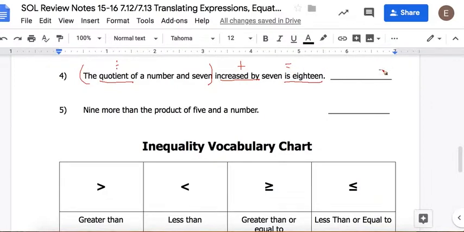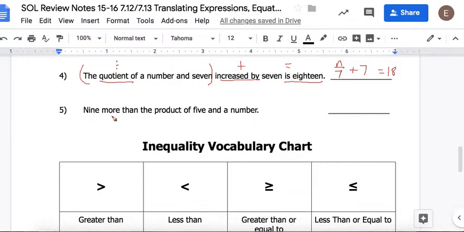So we're going to write the equals part first. And now the quotient of a number and 7, I'm going to group that together. And increase by 7. Now, I didn't put parentheses around this because order of operations would tell me to do division before addition anyways. So I don't need the parentheses here. Okay. The only time I'm going to need the parentheses is if I'm multiplying that grouping word by something.